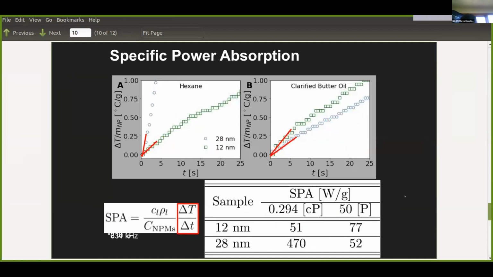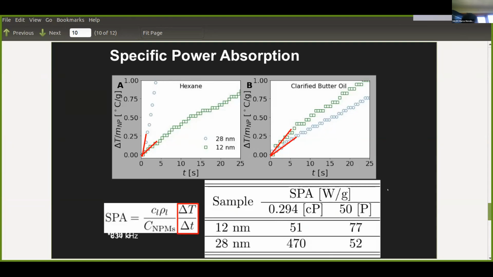This part is something important from the results: the heating efficiency. To determine this, we use an alternating magnetic field, and we measure the temperature as a function of time of particles dispersed in two mediums. One was hexane and the other one was clarified butteroid. From this measurement, we determine the maximum derivative with respect to time, from which we can calculate the absorption power. And in this table, I summarize the power absorption values obtained in hexane and CBO.